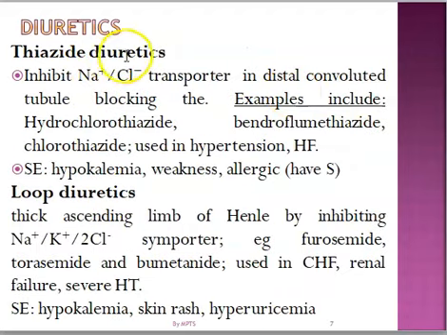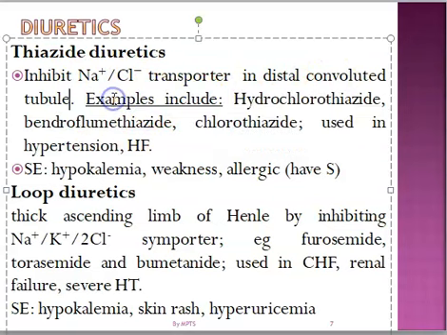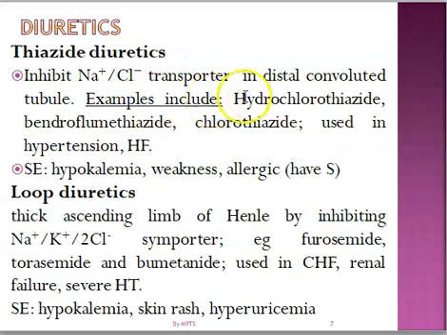The thiazide diuretics inhibit the sodium chloride transporter in the distal convoluted tubule. Of course, examples, we have hydrochlorothiazide. This is common in combination. We have bendrofluthiazide and chlorothiazide used, of course, in hypertension and then heart failure. Side effects include hypokalemia, weakness. We can also have allergic reactions, because they have a sulfur component. Some patients may be allergic to them.